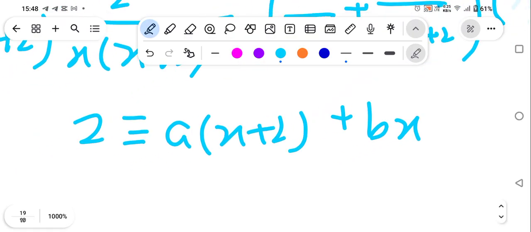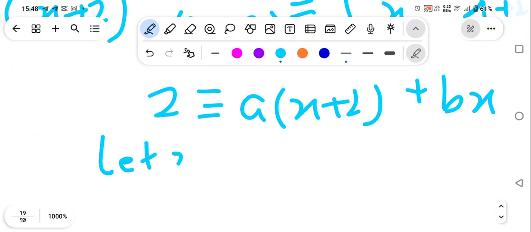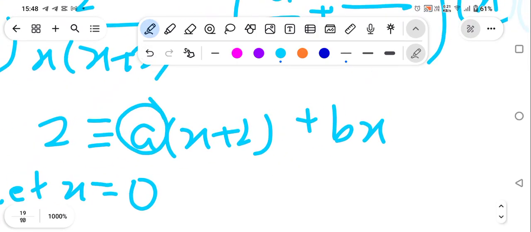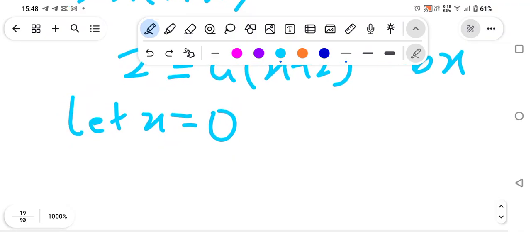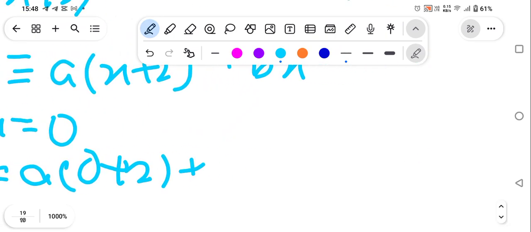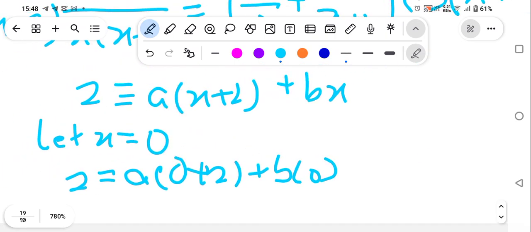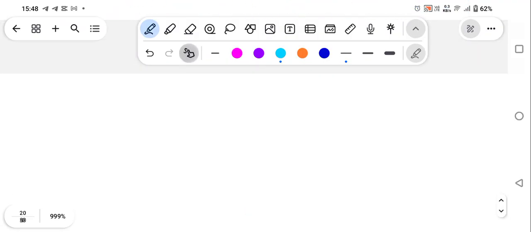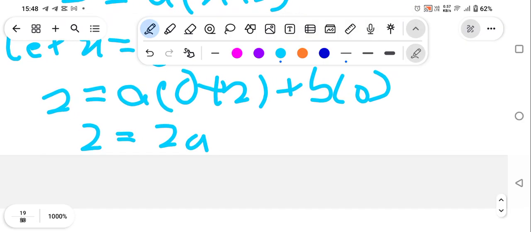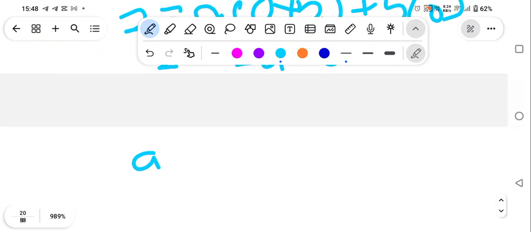So we need to let x equal 0. Why? Because this will cancel out this term. This term will be 0, and we can solve for a. So since x equals 0, 2 will be equal to a times 0 plus 2, plus b times 0. And this is 2 equals 2a plus 0. So thus a equals 1.